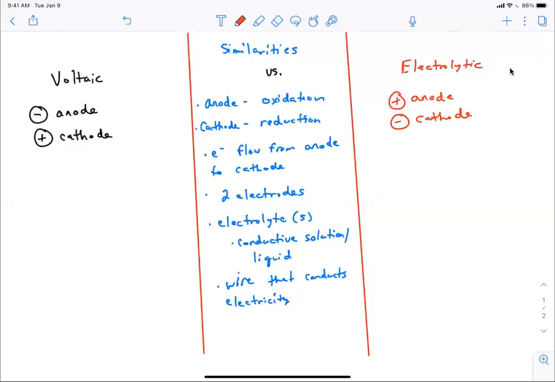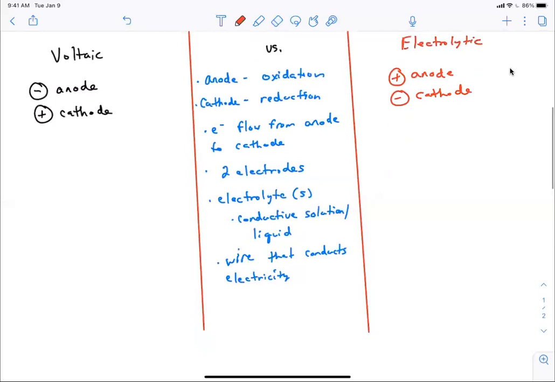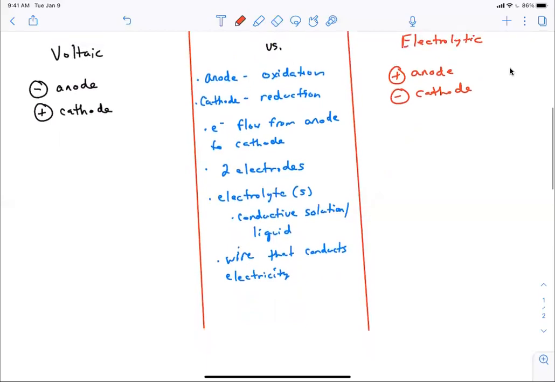Whereas in the voltaic, the oxidation happens naturally, spontaneously, so the density of electrons will be at the anode, and then it'll move across to the cathode spontaneously. So the difference in charge of the anode and the cathode is one big thing.